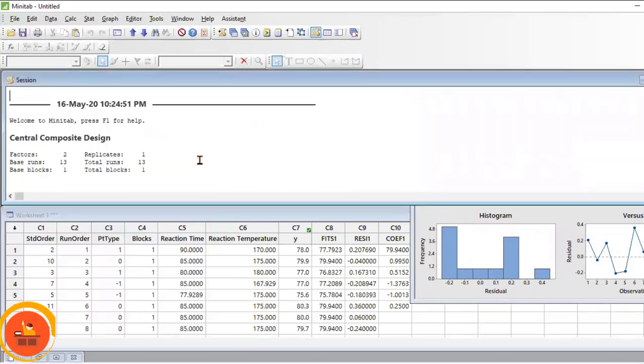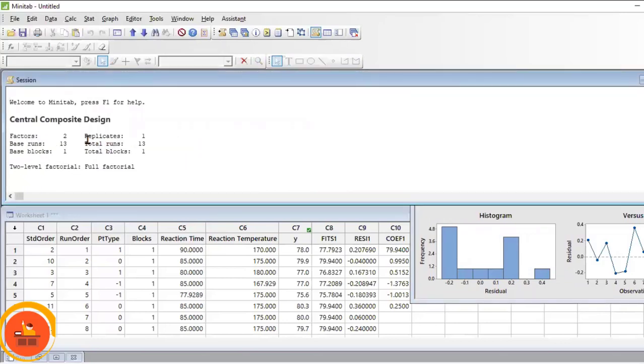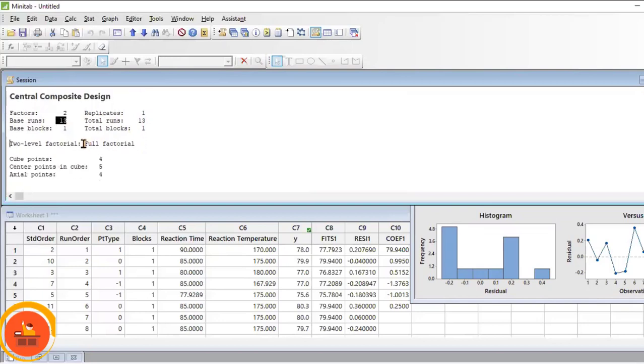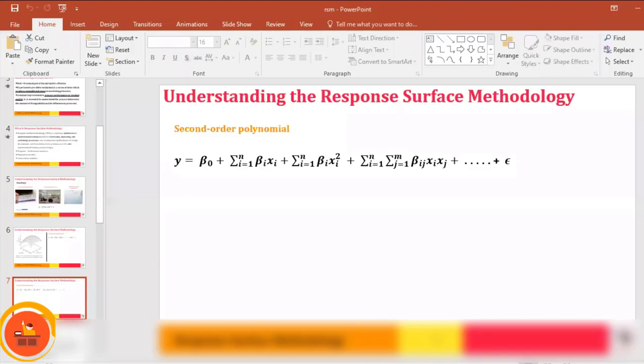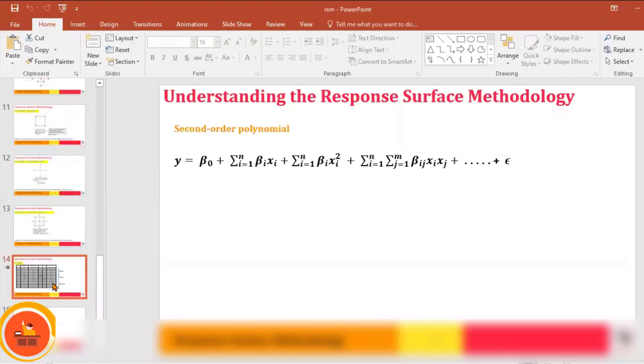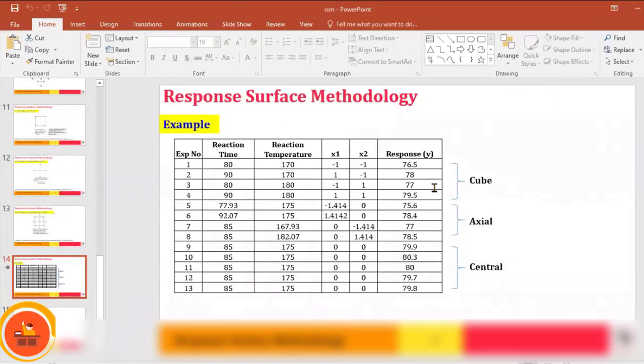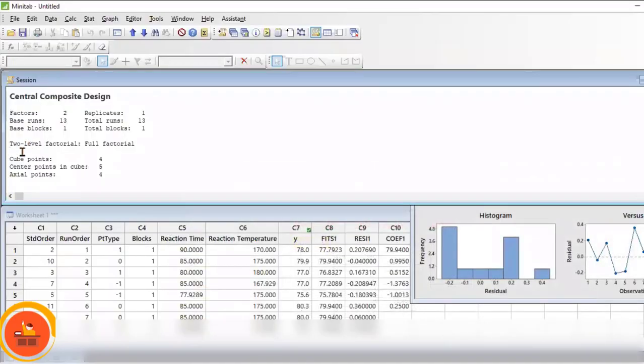First, we will go to the top section. See, it has been a central composite design, CCD design. Two factors, reaction temperature and reaction time, and the base runs are 13, and how many number of blocks and all we have given. It is a 2-level full factorial, it has been considered. Based upon this example, we are having 4 cube points. Cube points are 4, center points are 5.